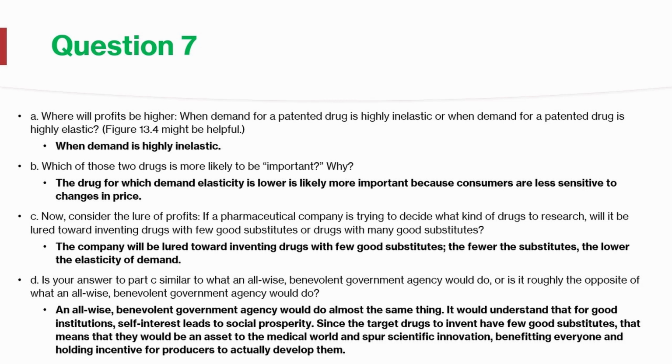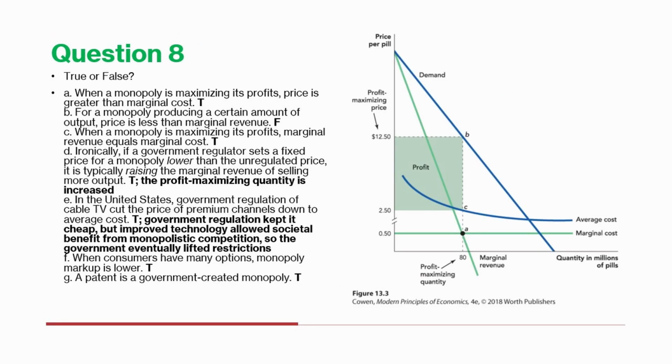Okay, so the lure of profit. Well, producers will be naturally drawn toward drugs with few good substitutes because these will have lower elasticities of demand. An all-wise, benevolent government agency would do the same thing because we're looking at one of the good externalities of monopolies, because there's scientific innovation and they're creating a new drug. Okay, question 8A. This is true.